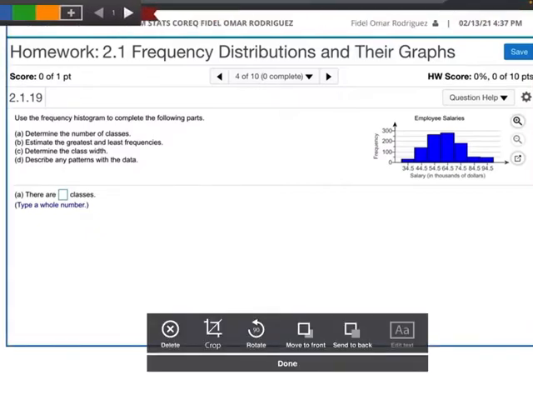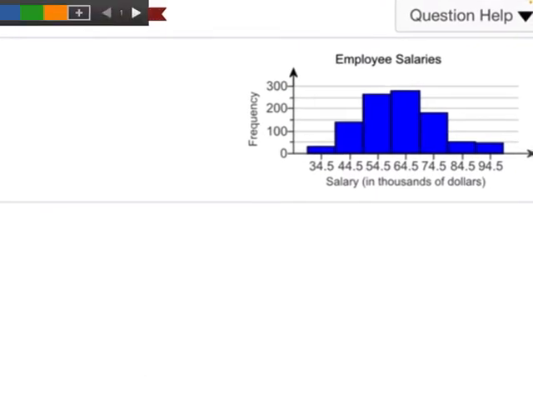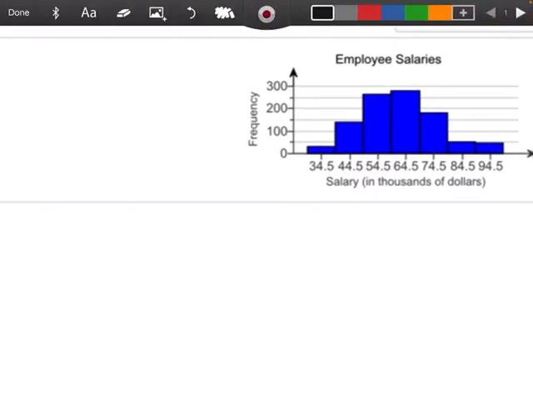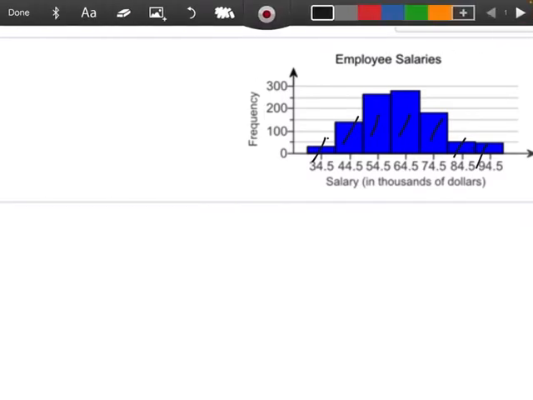So I want to see if I can zoom in a little bit. And okay, so what I'm looking for is the number of classes. So I'm just going to count them. So look, we got 1, 2, 3, 4, 5, 6, 7, right? Okay, so now, actually, I'll just leave it like that.